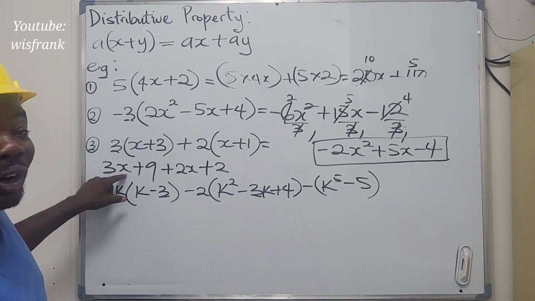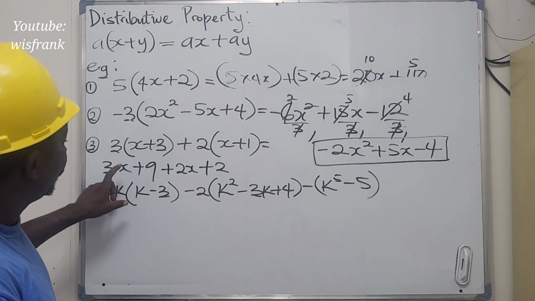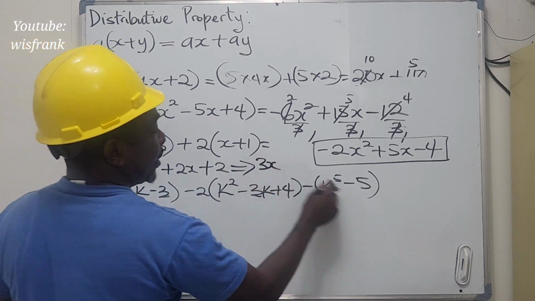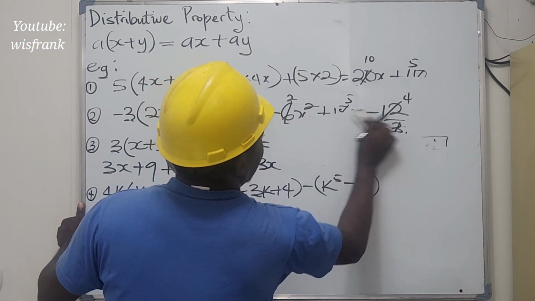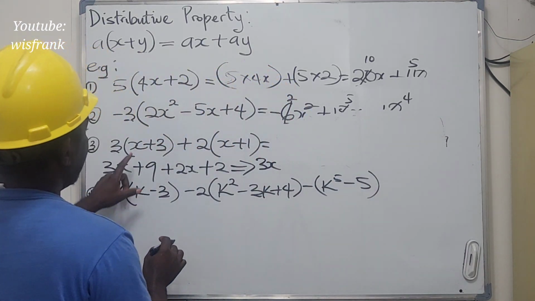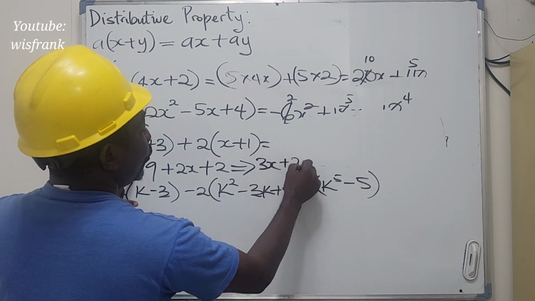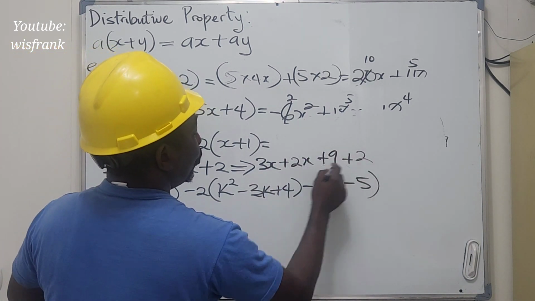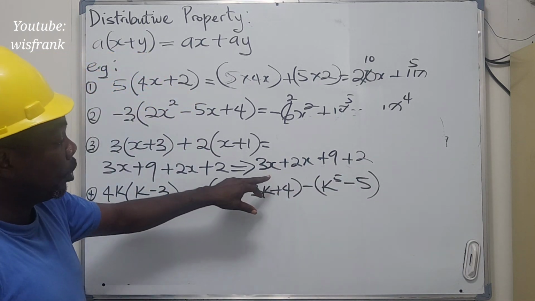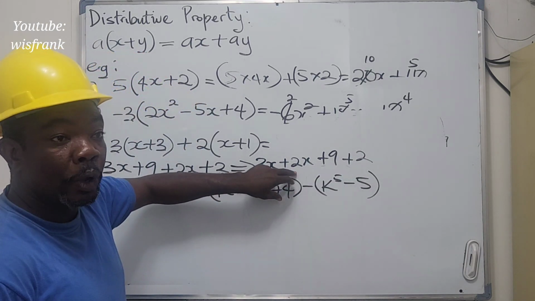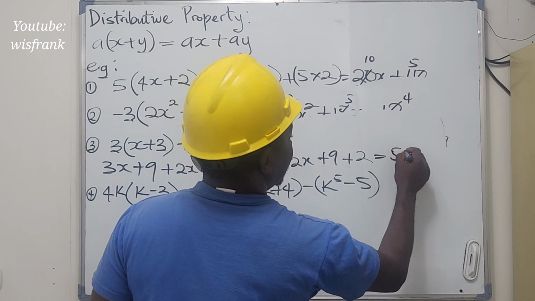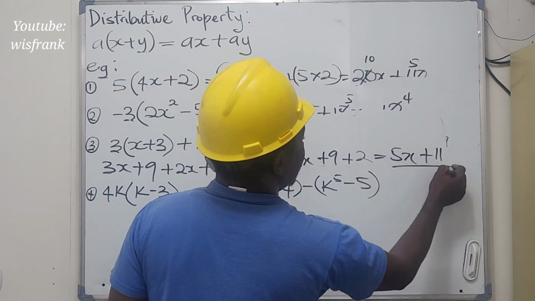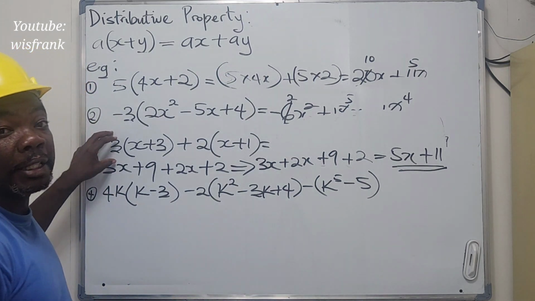So here we can collect like terms as we said before. So this will give us, we collect 3x here. Then we have 2x. Then we have plus 9. Then we have plus 2. We have collected like terms. So here 3x plus 2x will give us 5x. Then 9 plus 2 will give us 11. So this is the simplified answer to this question.